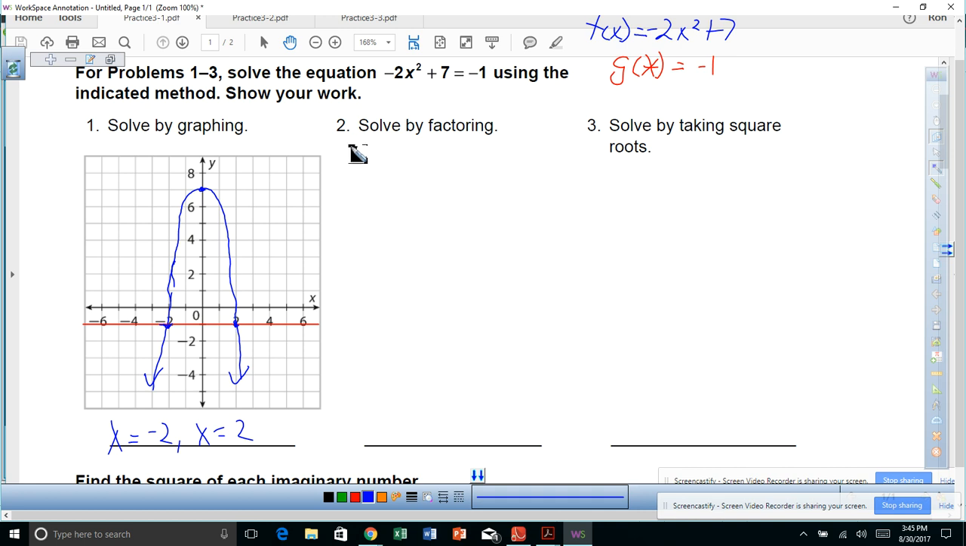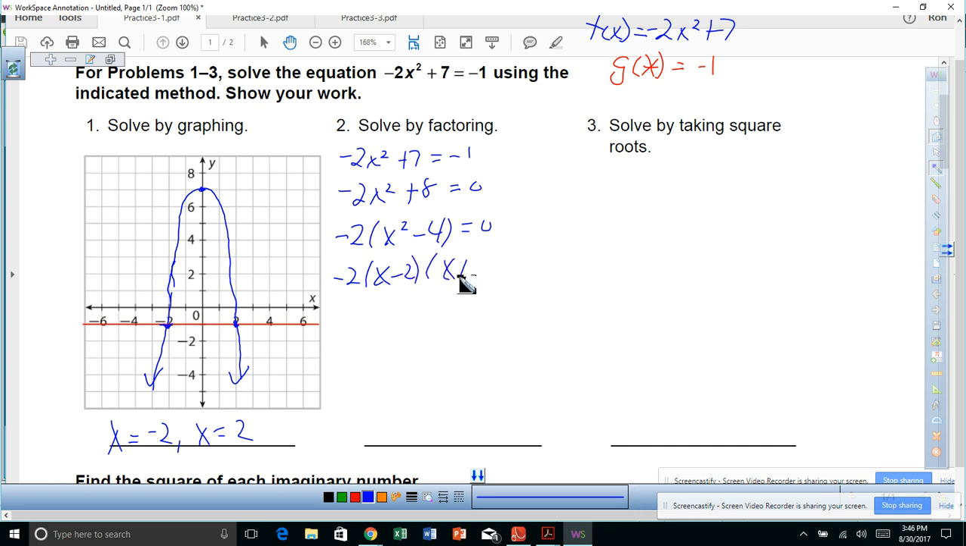Solve by factoring. We have negative 2x squared plus 7 equals negative 1. To factor, we're going to need everything on one side, so we'll add 1 to both sides. Negative 2x squared plus 8 equals 0. Then take the greatest common factor of negative 2 out, and you get x squared minus 4 equals 0. What are the factors of negative 4? That would be 2 and negative 2. So you get negative 2 times x minus 2 times x plus 2 equals 0.